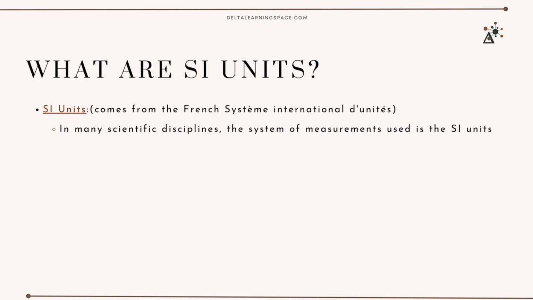So let's start with what SI units are. The term SI comes from the French Système International d'Unités, and it is the accepted unit system in many scientific disciplines. In the US, the standard system is called the Imperial system, and that uses units such as feet, miles, and gallons. But when we work in disciplines like chemistry, physics, and biology, we need to make sure that we record or convert our measurements to the SI system.